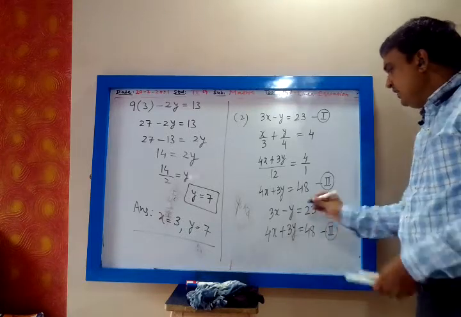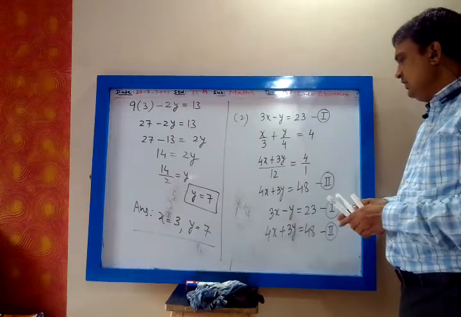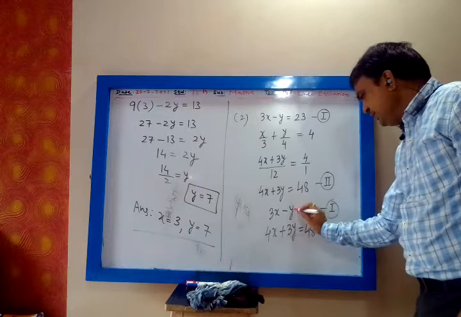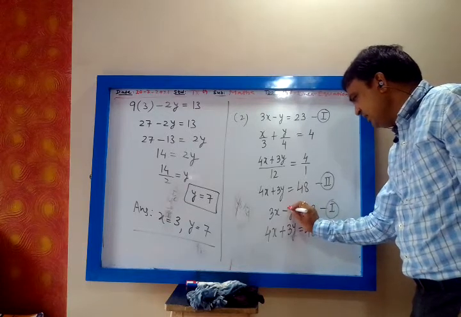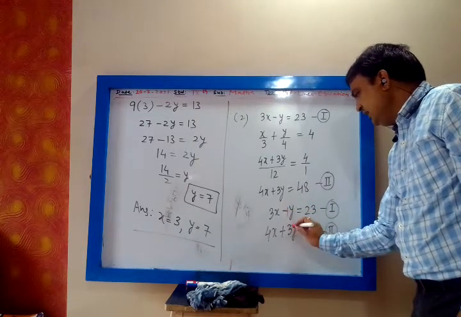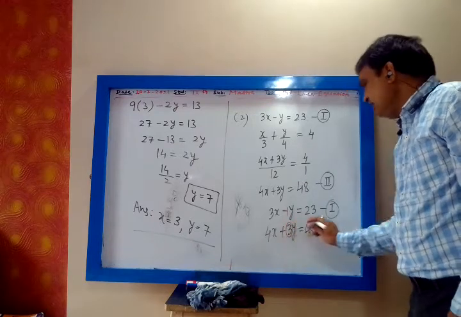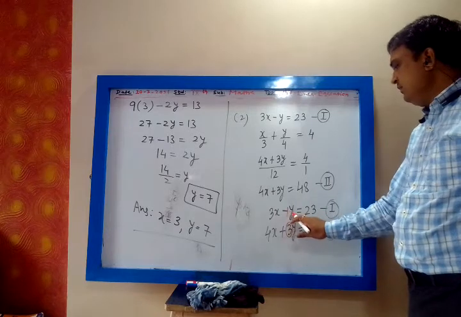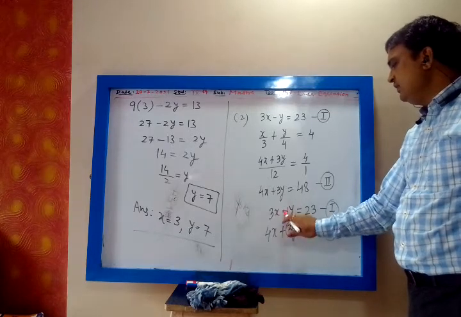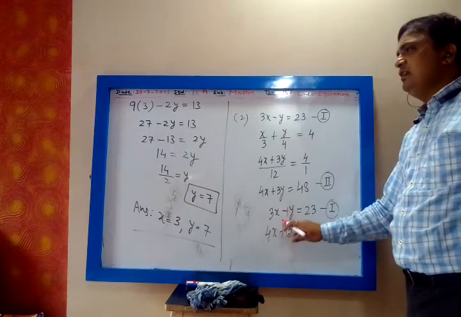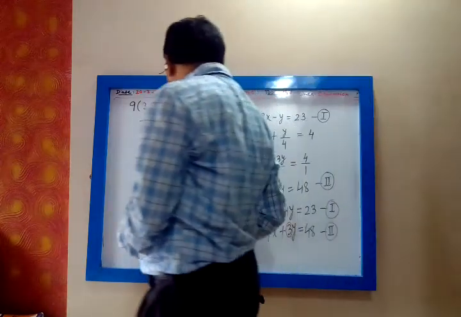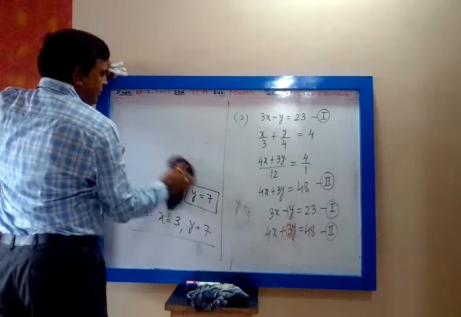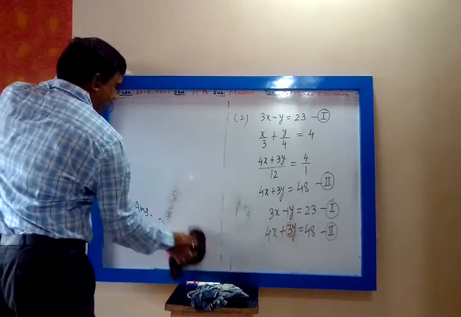What is the coefficient of y there? Yes, what is the coefficient of y? 1. The coefficient of y is 1. Remember, y means 1. And there it is 3. So I will multiply equation 1 by 3 and equation 2 by 1. And whether they have the same sign or opposite sign? Opposite sign. So we will add. And whenever you add, do not change the sign of the second equation.